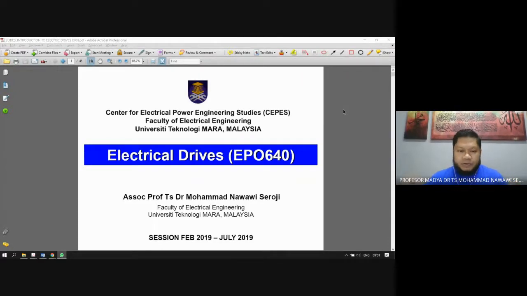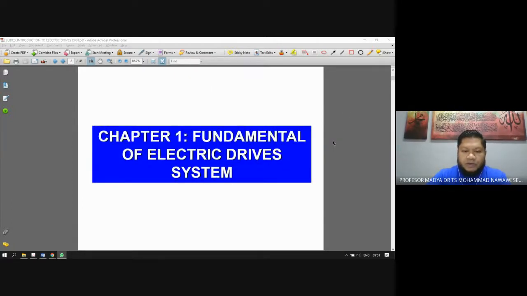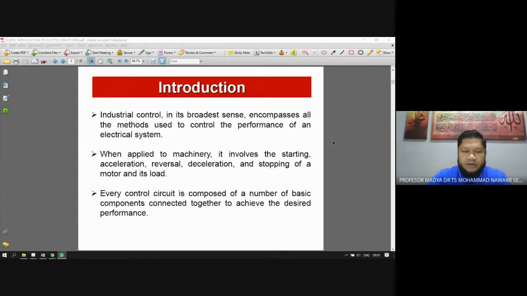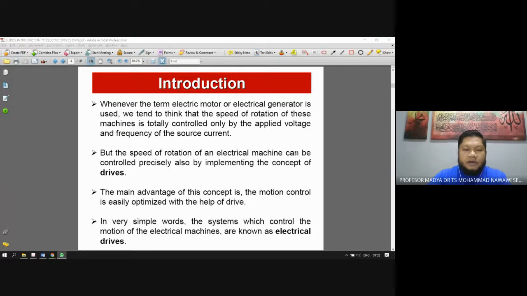So today we're going to continue with the first topic on the fundamentals of the electrical drives, right? So we start with a fundamental electric drive system. You can read that introduction. When applied to machinery, it involves starting installation, then we have this.